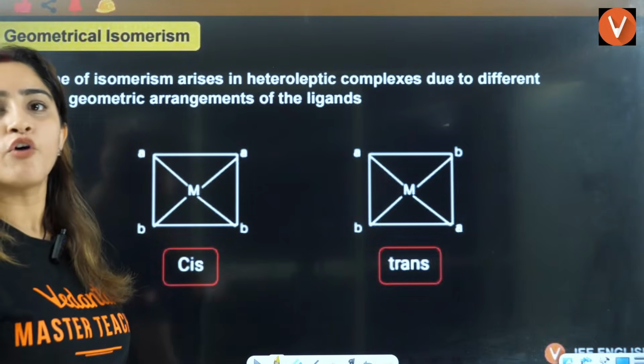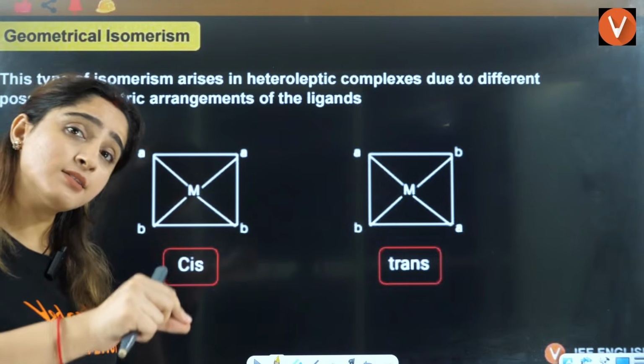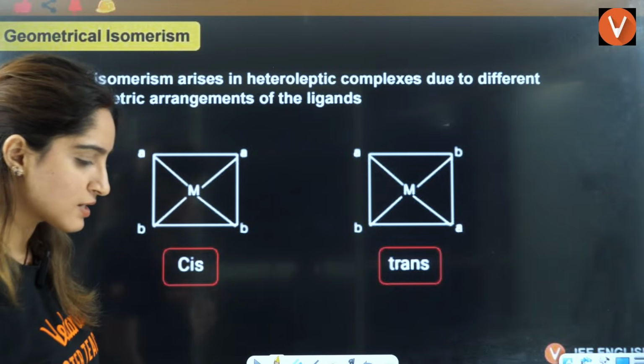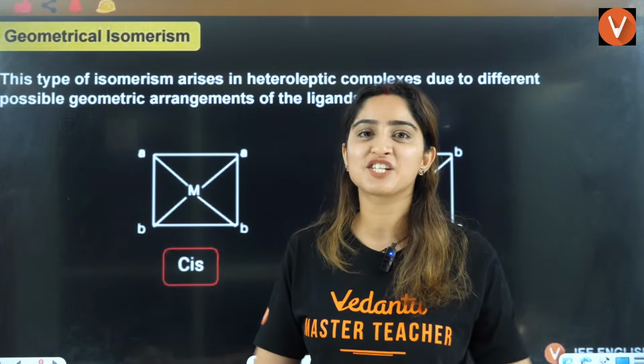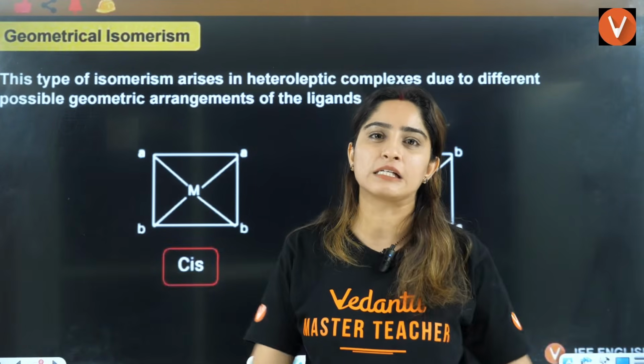Geometrical isomerism is of two types. One is cis, one is trans, right? Raksha Bandhan, how many of you celebrate Raksha Bandhan? It's about brother and sister, right?